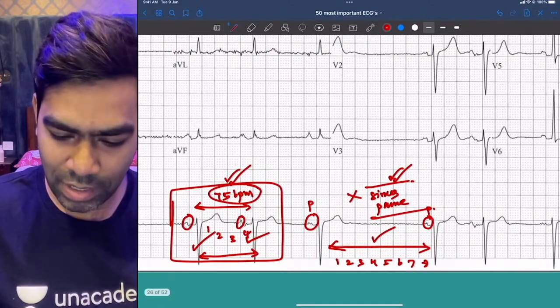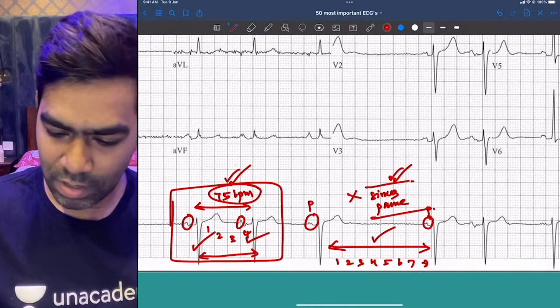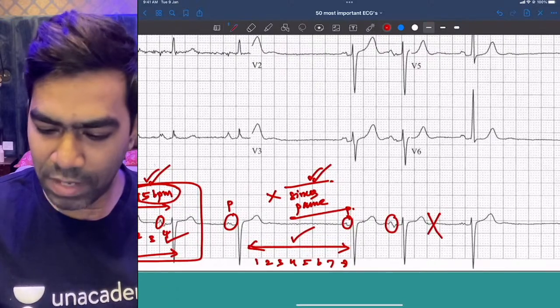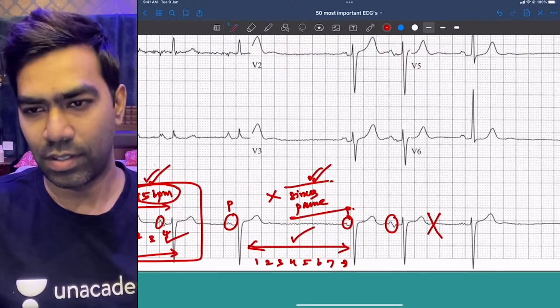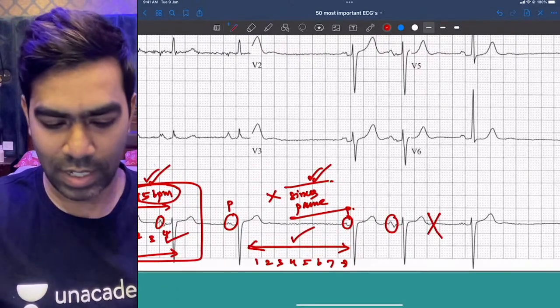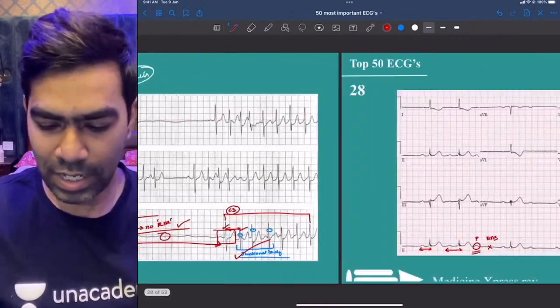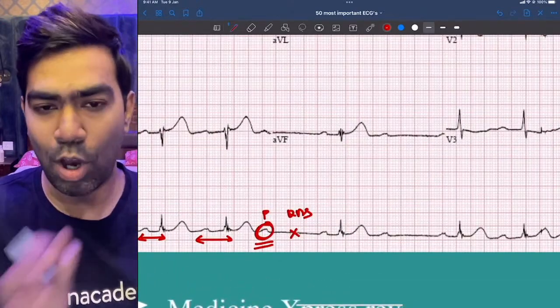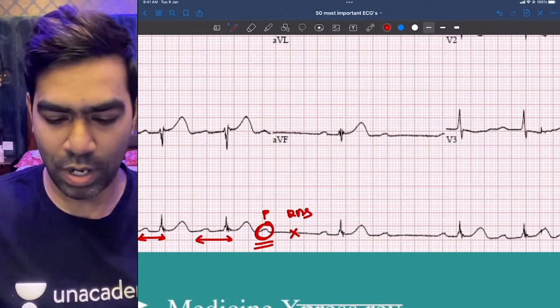You can see there are P waves here. You have a P wave, and after that you don't get a P wave itself. You don't have a P wave itself in sick sinus syndrome. But in a case of Mobitz, you have the P wave, but it is blocked. That is the very important difference.